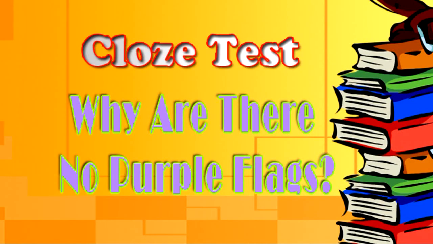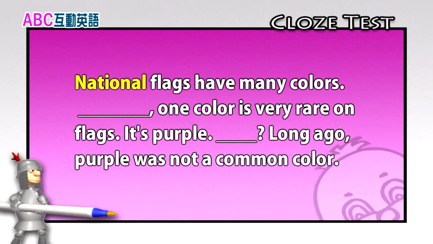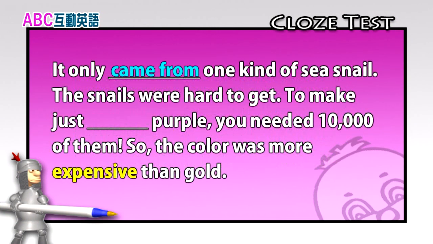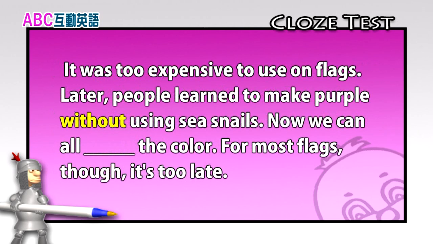Why are there no purple flags? National flags have many colors. However, one color is very rare on flags. It's purple. Why? Long ago, purple was not a common color. It only came from one kind of sea snail. The snails were hard to get. To make just a little purple, you needed 10,000 of them. So the color was more expensive than gold. It was too expensive to use on flags. Later, people learned to make purple without using sea snails. Now, we can all enjoy the color. For most flags, though, it's too late.